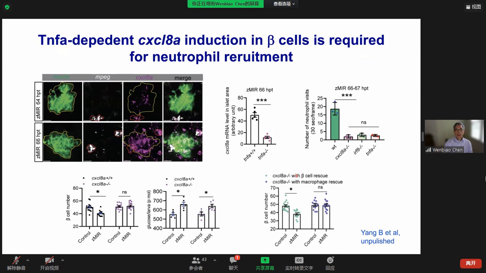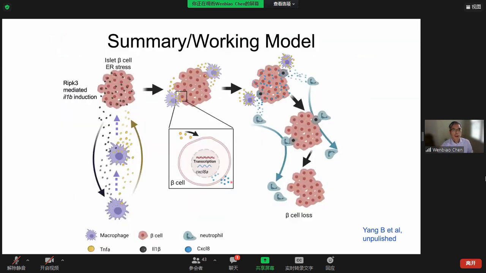So that's just a quick graphic summary that I told you, that ER stress activates a RIPK3-mediated induction of IL-1 beta that leads to recruitment of macrophage. Then macrophage induces CXCL8 expression, which recruits neutrophil, and which then leads to beta cell loss. And how this happens, we are still actively investigating. So those are the questions we're trying to address.